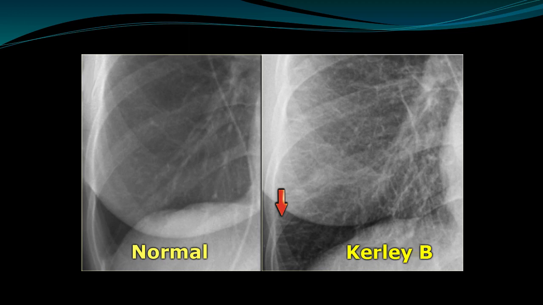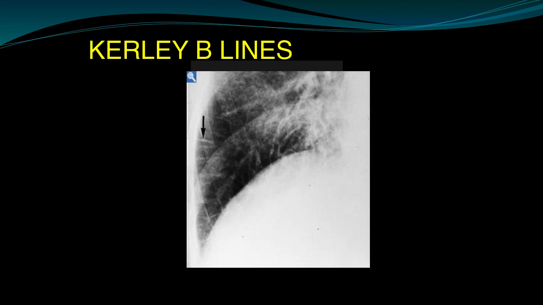Take note in this slide, your Kerley B lines are seen in the costophrenic angle as horizontal lines. While in the normal chest x-ray, you don't see any horizontal lines on the costophrenic side area. Again, take note of the evident horizontal lines as seen in the pointed black arrows.